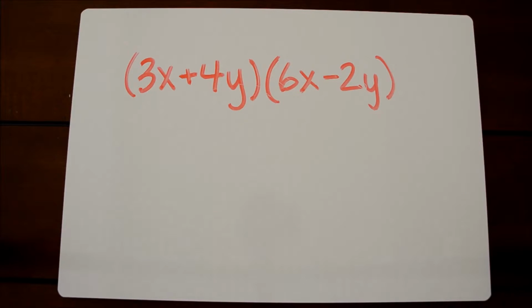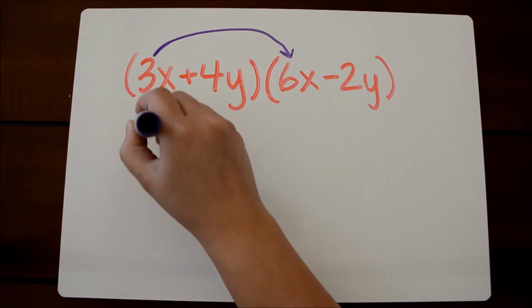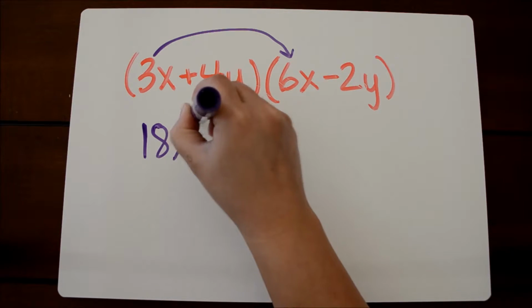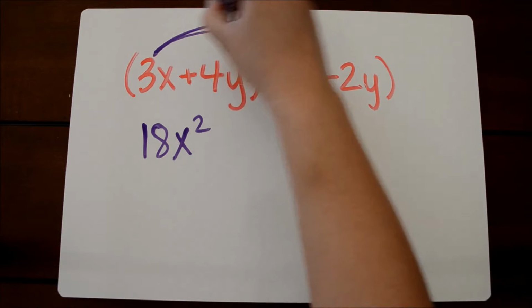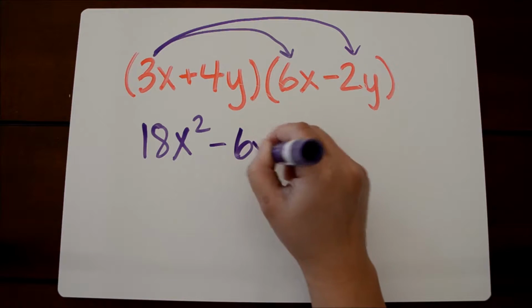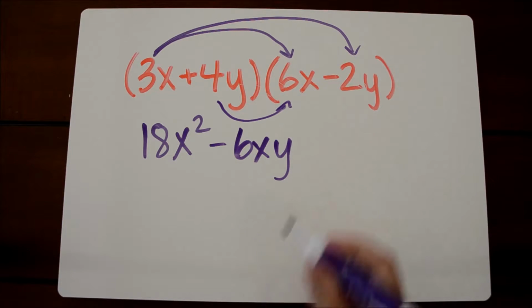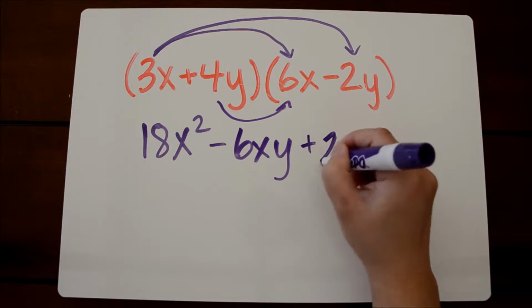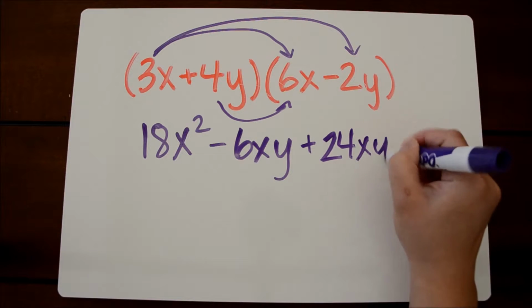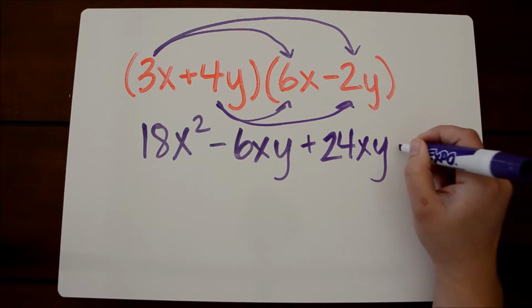Here we have two binomials with x and y variables. So we're still going to distribute 3x and 4y. 3x times 6x is 18x squared. And then 3x times -2y is -6xy. And now when we distribute 4y, we get 4y times 6x is 24xy. And 4y times -2y is -8y squared.